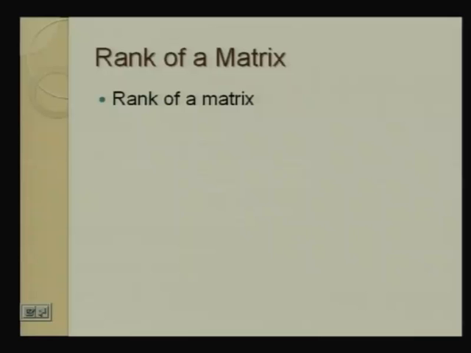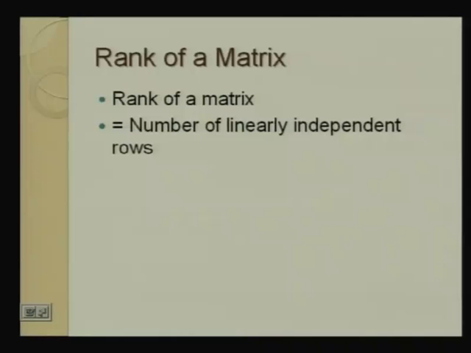The rank of a matrix, I think you all have heard of it, is the number of linearly independent rows in a matrix. A matrix has several rows, and we already saw that you can solve a system of linear equations if all these rows are linearly independent. If they are not, then it's not a solvable system, and the matrix is not invertible.